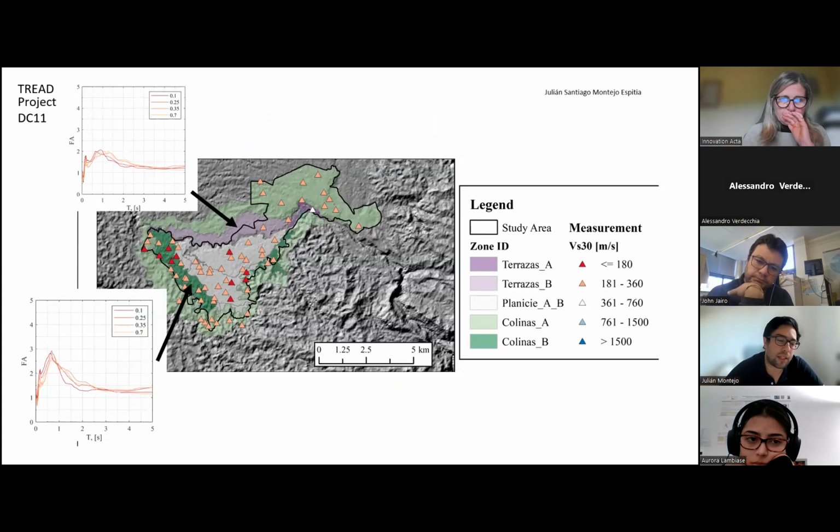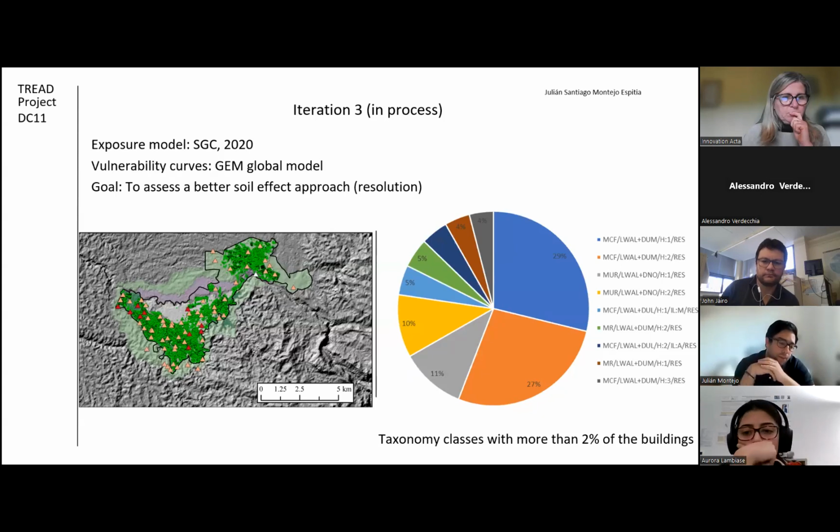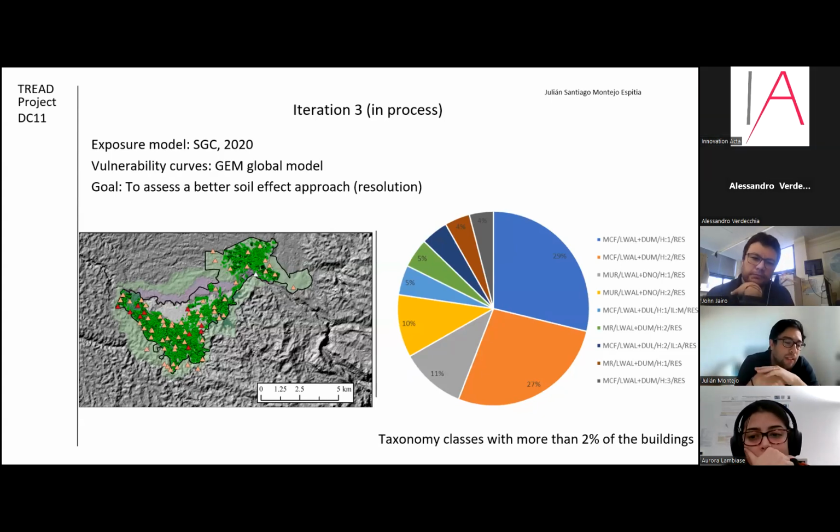And we also have the microzonation studies for this city with volcanic soils, and we performed a preliminary loss estimation. So we took the exposure model from a study from the Geological Survey in 2020, and we are using the vulnerability curves from the GEM global model in order to assess the probabilistic risk in the city, comparing the different approaches. Most of the buildings, around 60,000 buildings if I remember well, are masonry buildings.